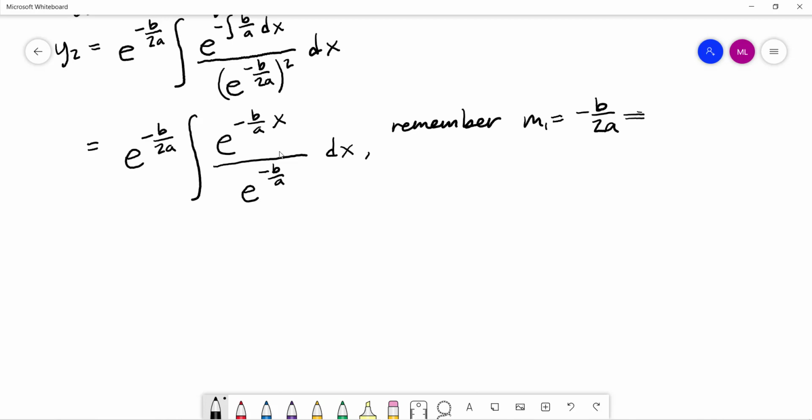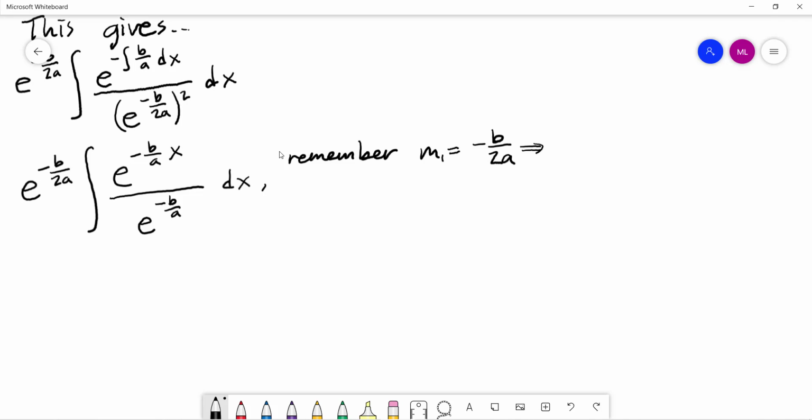So if I write this, if I were to double this fraction, it would get rid of the 2 in the denominator, and I would get negative b over a, which is exactly what shows up here. So 2m1 is the negative b over a term, if I just double both sides.